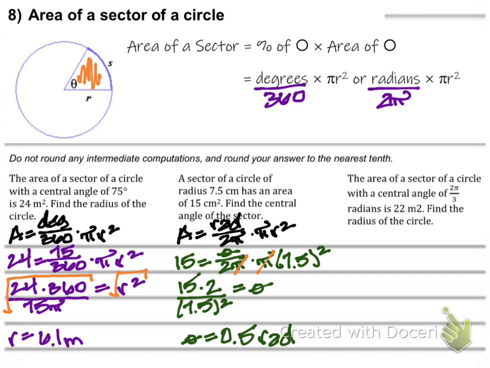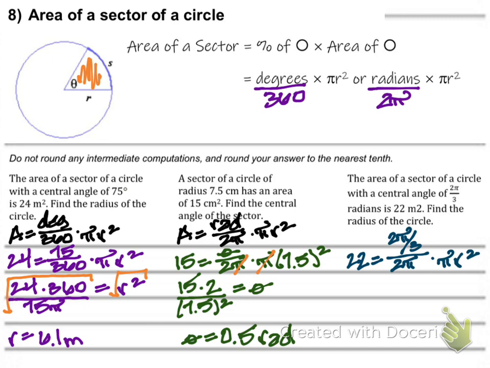On this last one, they give me the central angle in radians and they give me the area. So they want me to find the radius again. So I'm going to be taking the square root. I'm going to use the same formula as I did before. So plugging in my information, there we are.